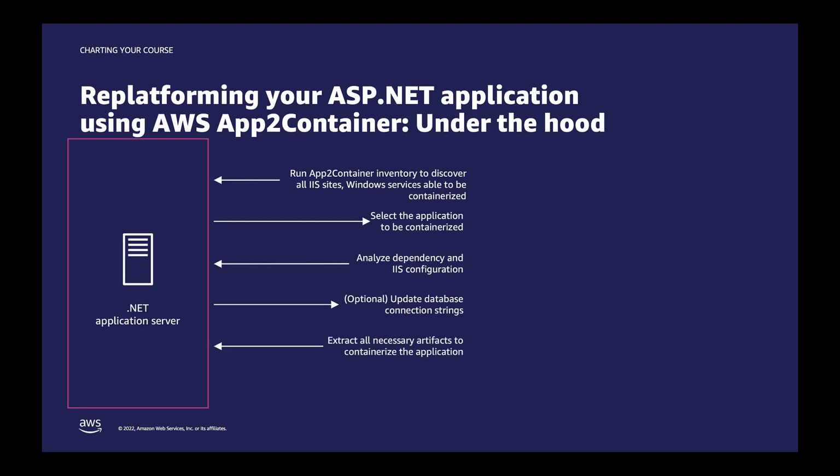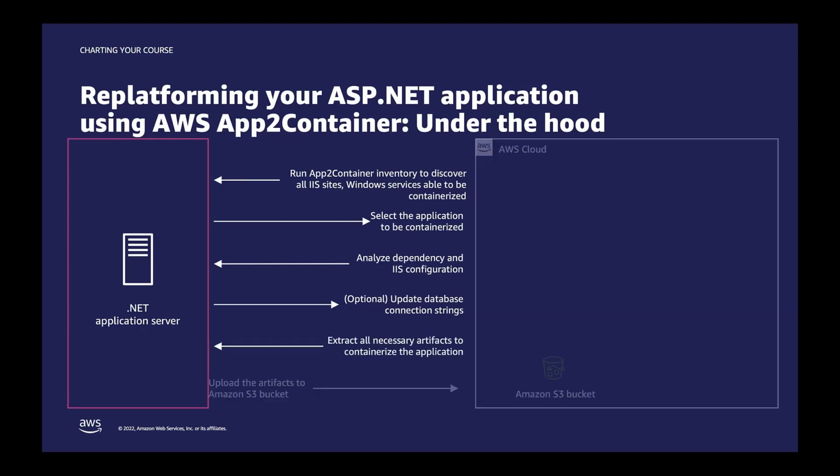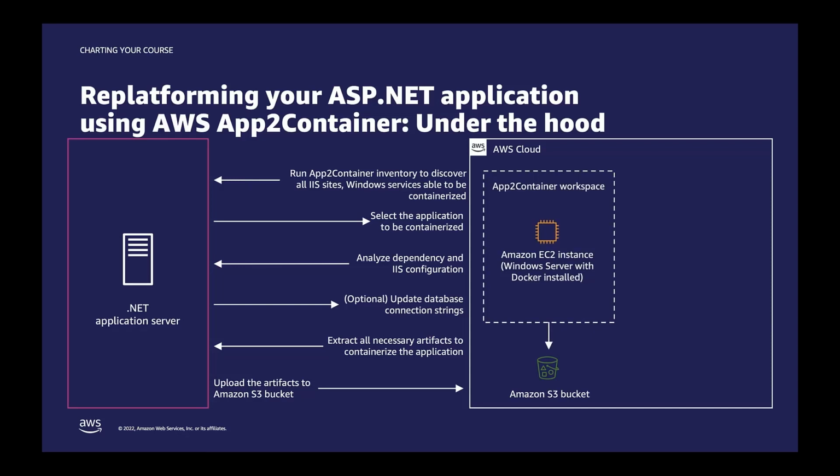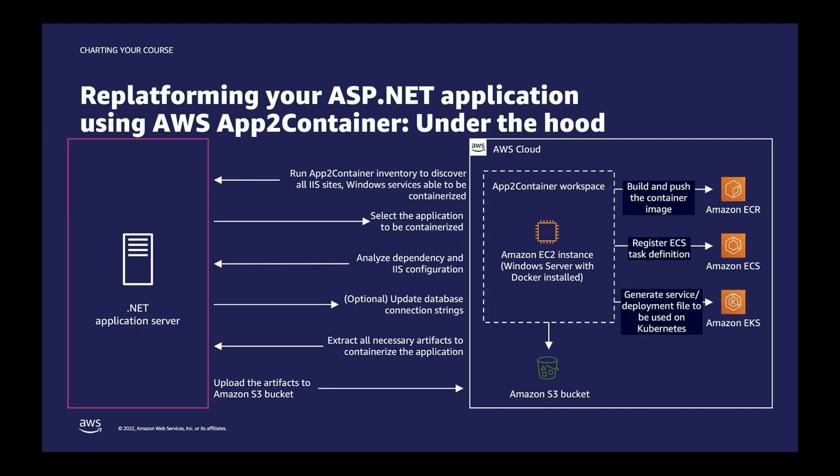You can then extract all of the artifacts, which you'd upload to S3, and then you can use your apt2container workspace to build and push the container image to ECR, and register the ECS task definition. At this point, do note that nothing has been deployed yet. Then, when you deploy, the service will be created and the image deployed. That's all there is to it. These 6 steps allow apt2container to containerize your applications.